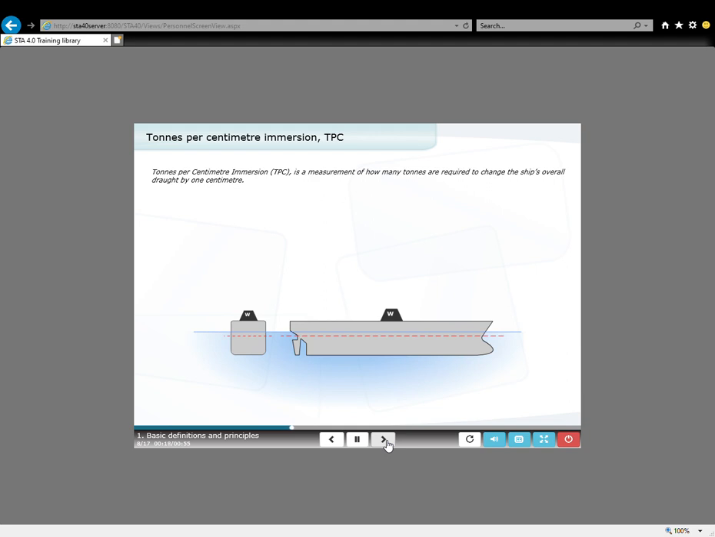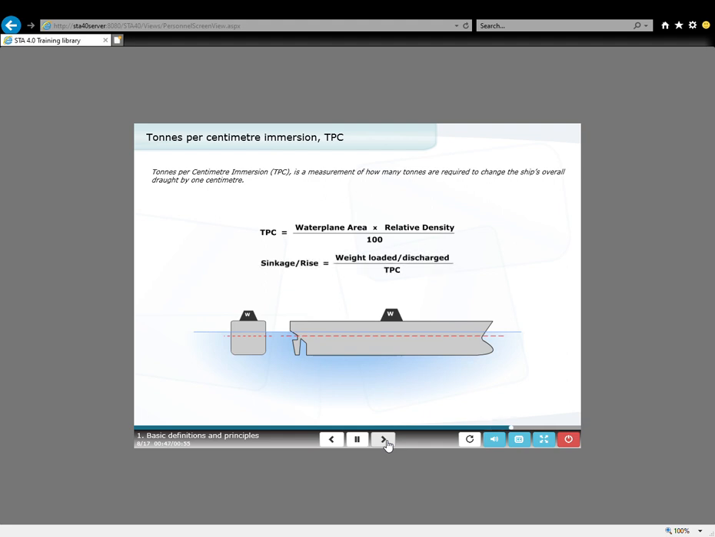If you consider the fundamental theory of Archimedes' principle, TPC will be dependent on the water plane area and the density of the water, since the additional weight loaded must equate to the additional weight of water displaced, volume times density. The formula to calculate tons per centimetre is that TPC is equal to the water plane area times the relative density of the water, all divided by 100.